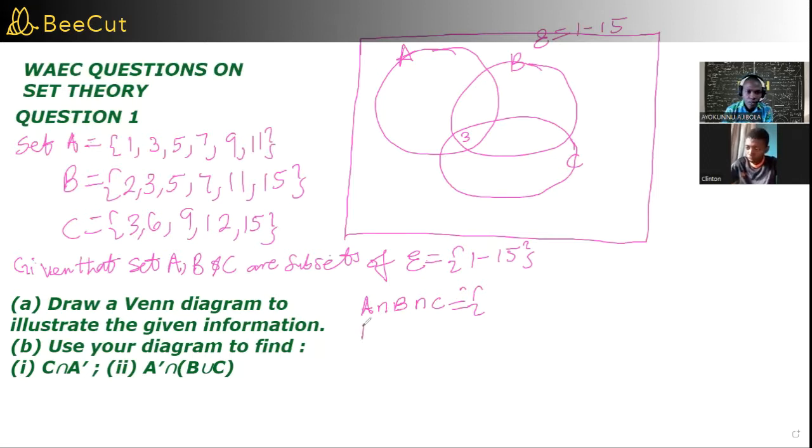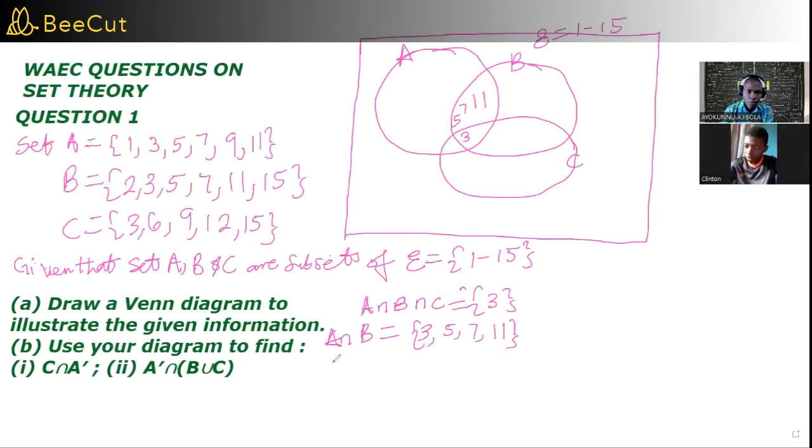Then the next thing to look at is A intersection B. A intersection B is what is common to A and B, as you have known. What are the things that are common to A and B? We have 3, 5, 7, and 11. So that's also 3, then 5, 7, and 11.